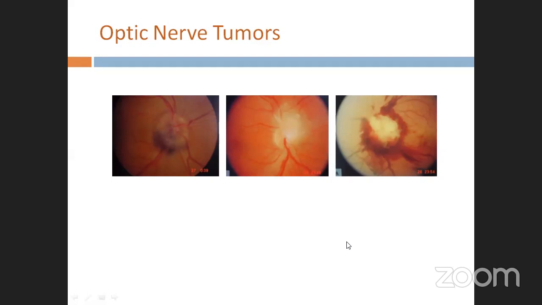Of course, the patient's vision may be normal, or may be affected, with some visual loss or visual field defects, or very poor vision in leukemia.